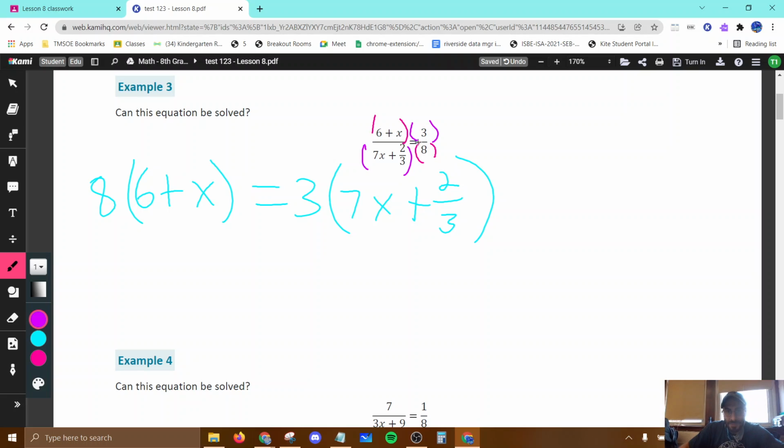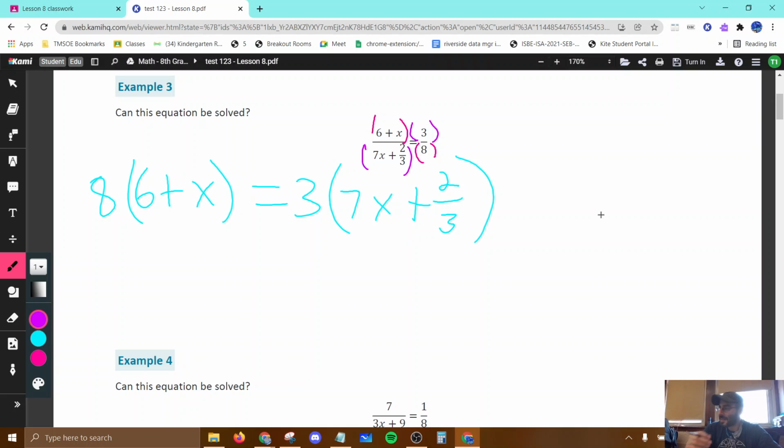So 3 times 7x plus 2/3 looks like this right here. I don't know if you can see my mouse. So 3 times 7x plus 2/3 looks like this. And 6 plus x times 8 looks like this. 8 times 6 plus x. Now, what do we do when we have a number outside of parentheses with more than one term inside? We distribute. So 8 is going to be multiplied by 6 and x. 3 is going to be multiplied by 7x and 2/3.